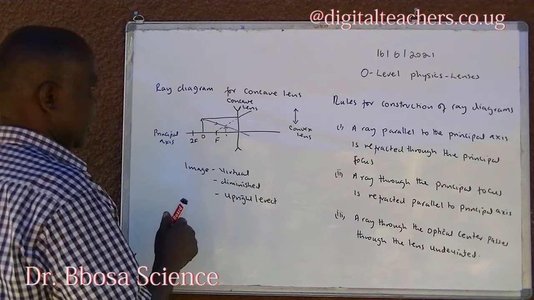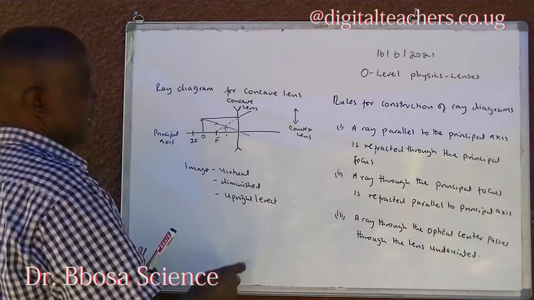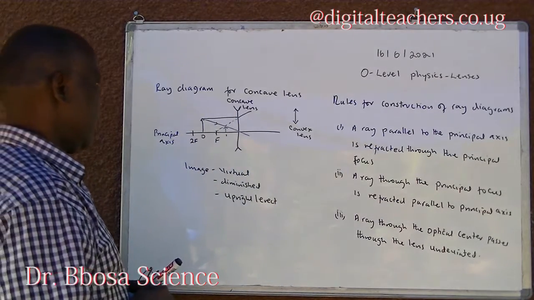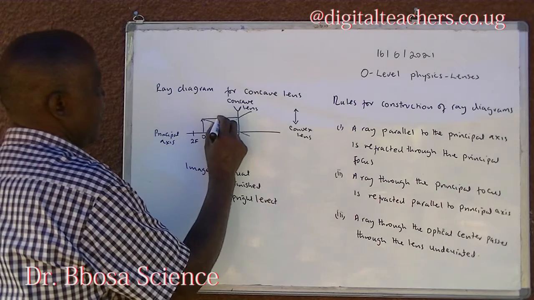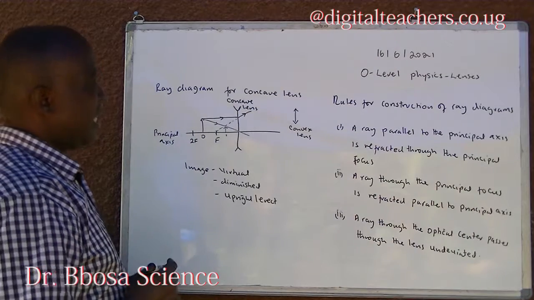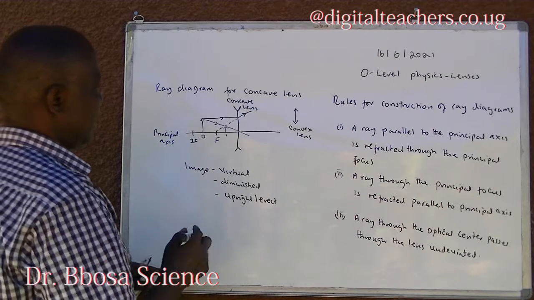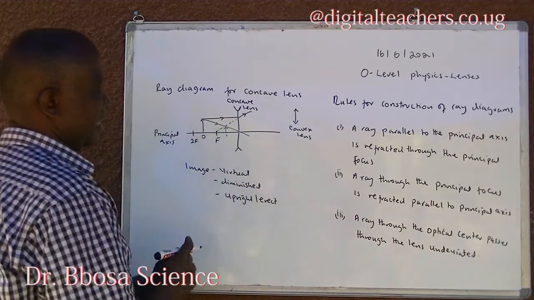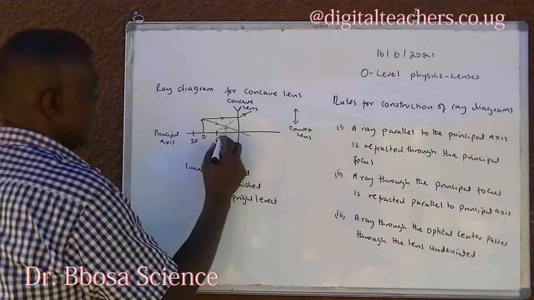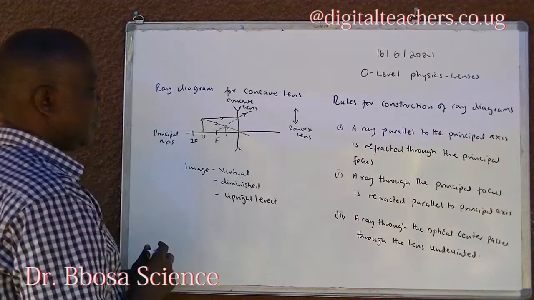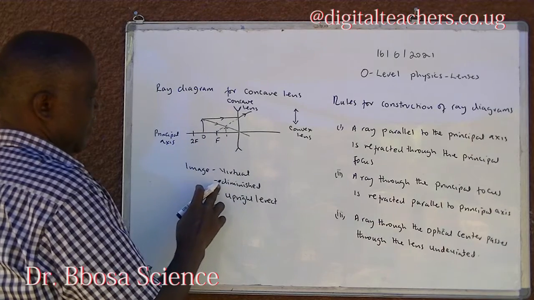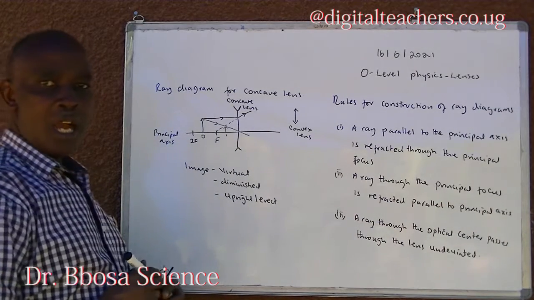Ray diagram for a concave lens. A concave lens is represented like this. A convex lens is represented like this. A ray parallel to the principal axis is refracted away from the principal axis. A ray through the optical center of the lens passes undeviated. The intersection of the two rays forms an image which is virtual, diminished, and upright.